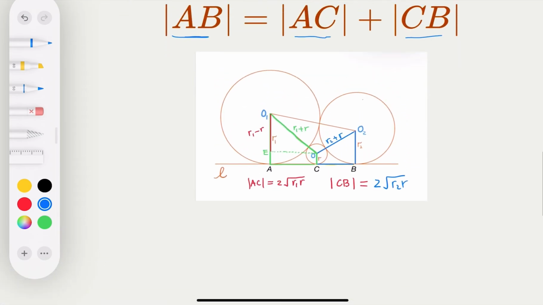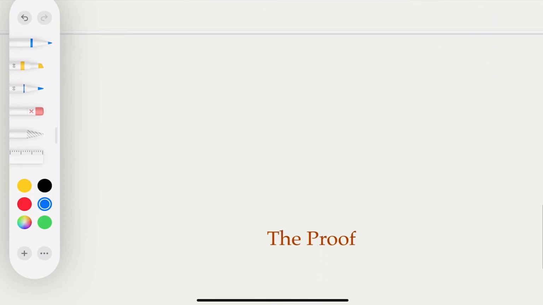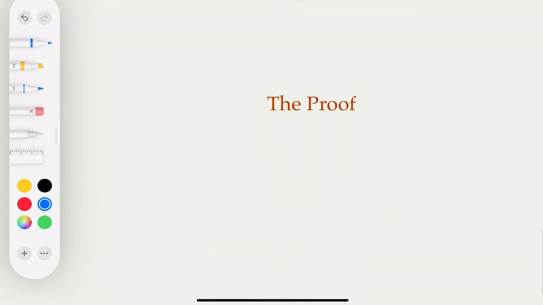So AB's length, earlier we know that is equal to 2 square root of R1 R2. Now it's equal to 2 square root of R1 R plus 2 square root of R2 R. So what you do is you divide both sides by 2 square root of R1 R2 R.